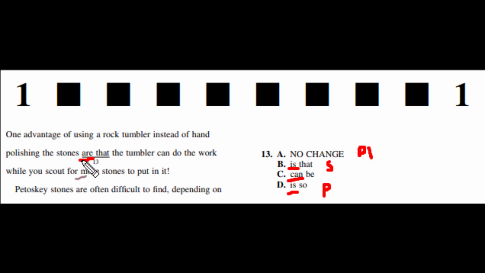Now, this is the underlined portion here. What we want to do is match it up with the rest of the sentence. This can be kind of confusing, kids, so we're going to incorporate some other rules. That's why I saved the tense rule for the very end. All right, let's take a look. The sentence says, one advantage of using a rock tumbler instead of polishing the stones, blank, blank, blank, the tumbler can. Okay, so it's a bit confusing.